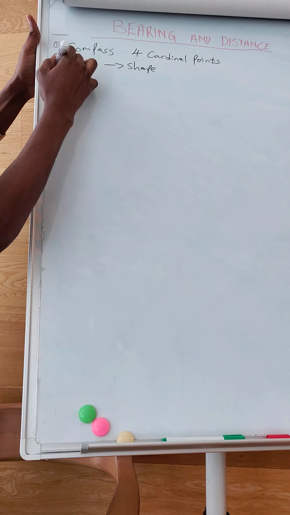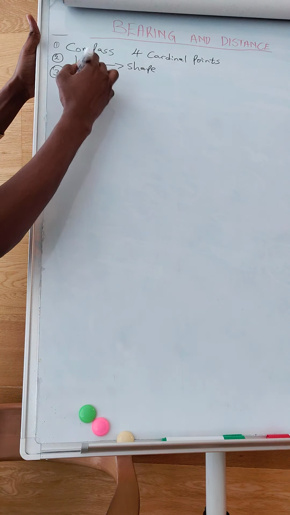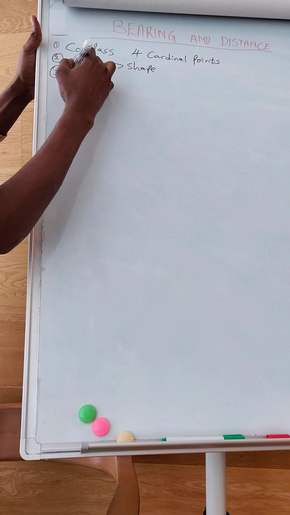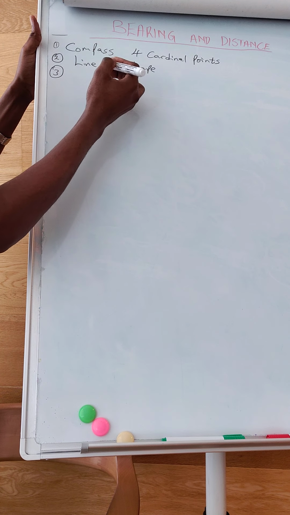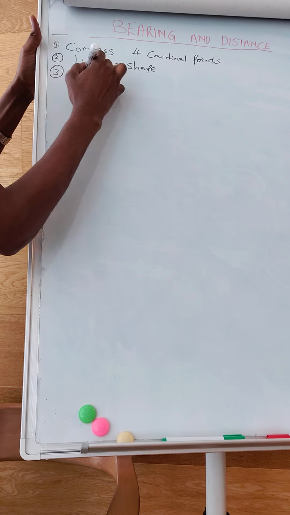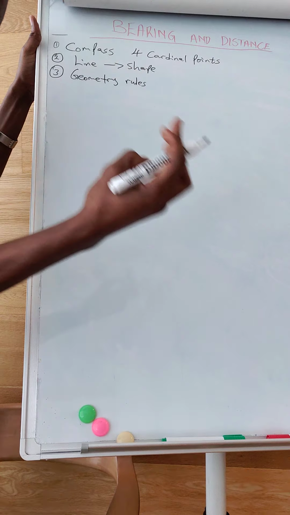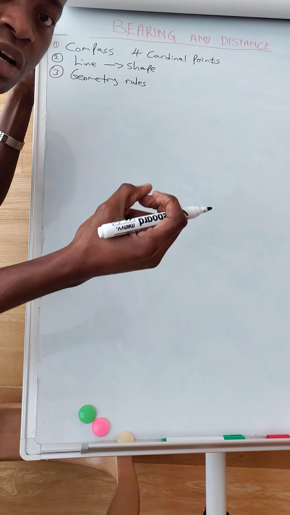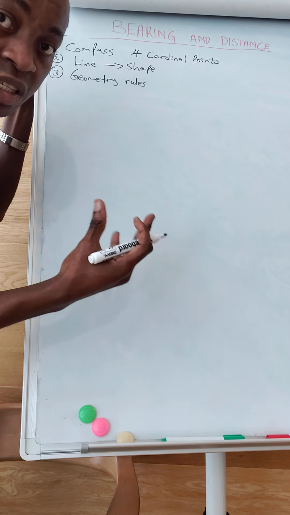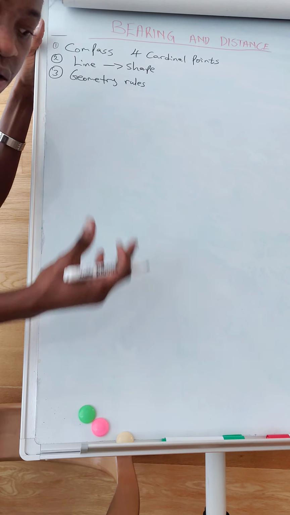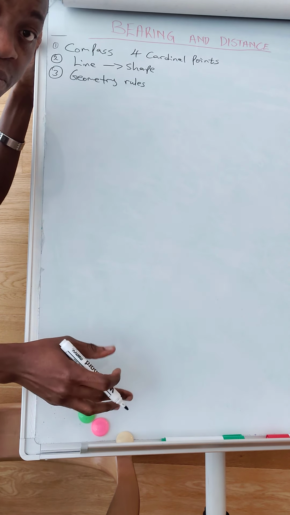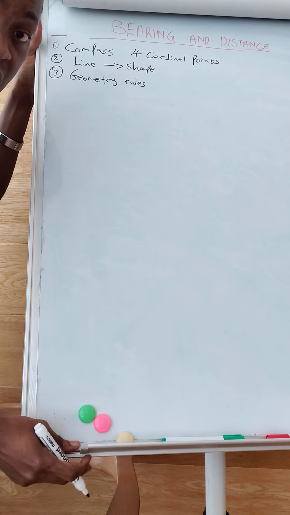And also, you have to take note of some geometric rules, like opposite, corresponding, and alternate angles, they are equal. Those are the things that you are going to need under bearing and distance.